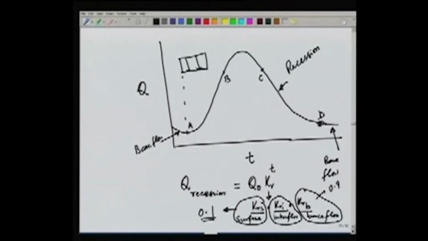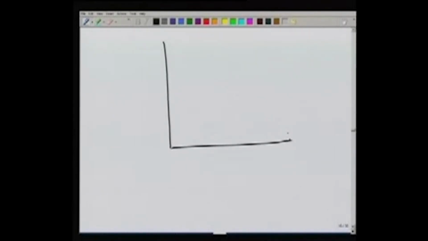Point D is the point at which we say that the direct runoff has ended and base flow has started. Typically, whatever is the base flow at the start of the hydrograph, we can use a similar pattern here, or we can plot this curve on a log or semi-log scale and see where the curve departs from this equation Q0 KR to the power t. So we will look at some methods which do the base flow separation. The easiest method is to join A and D with a straight line.